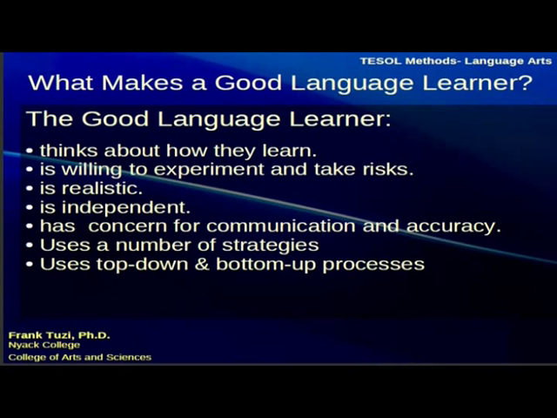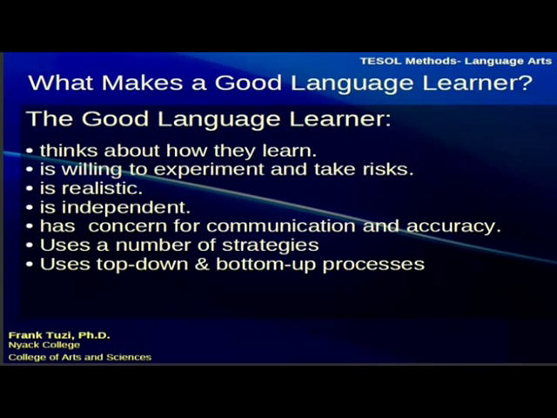A good language learner thinks about how they learn. They do metacognitive things. They think about, okay, how can I learn this? How can I remember? What's the process I do to go ahead and learn something? So they think about learning. They don't just try to learn the language, but they think about how to learn in that process. If you want to be a good language learner, you should be analyzing how you learn. How can I become a better learner?